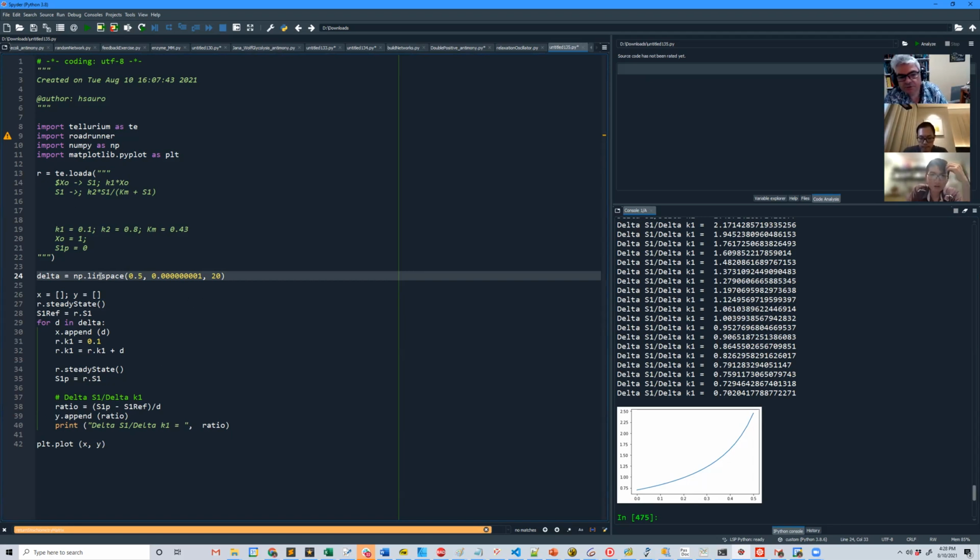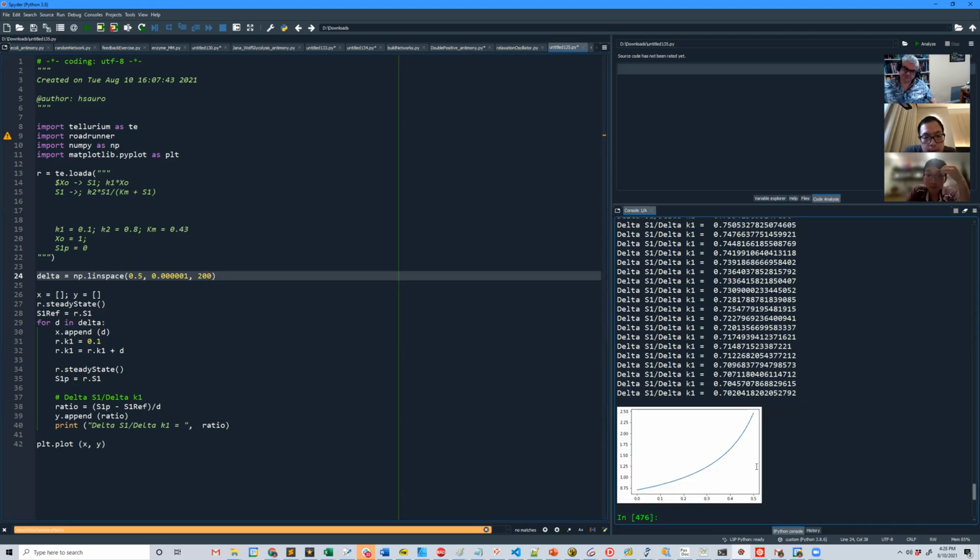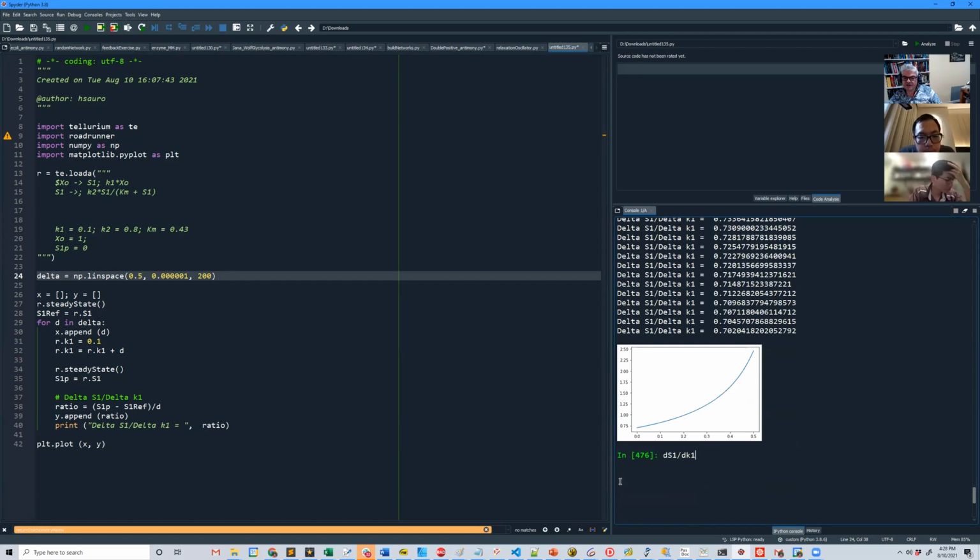In fact, let me see. So the ratio drops, but it approaches the limiting value, because that limiting value is the derivative. The value is about 0.70702 something. And that limiting value is ds1 by dk1.